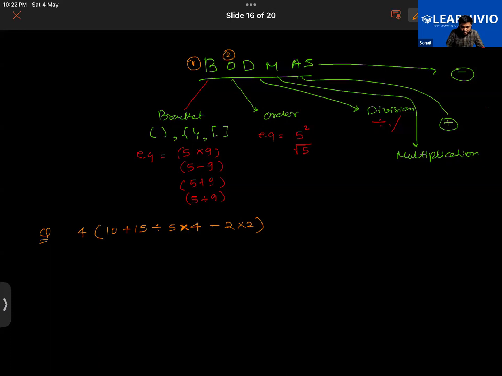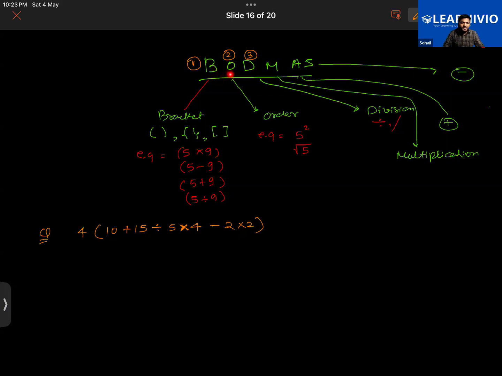Yes. Okay, see, first thing you have to look at the bracket. Forget about everything, just look inside the bracket. Forget about what is outside the bracket. Whatever is written outside the bracket, forget about it for just a moment. Focus on the bracket. Inside the bracket, what are you going to do now?